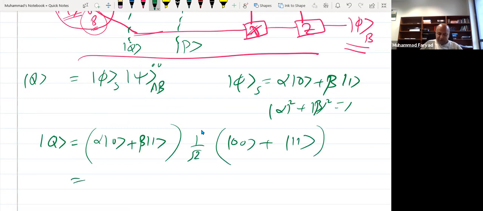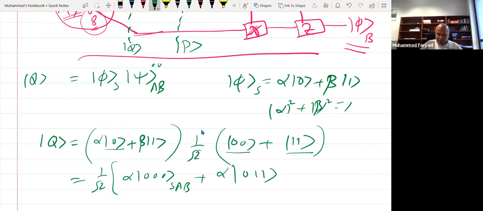Now let's prepare the product state. So I can take this 1 over square root 2 common. So this alpha 0 is tensored with both of these states. When this 0 is tensored with this, I get alpha 0, 0, 0, where the leftmost is the S qubit, then A qubit, and then B qubit. And then alpha 0, 1, 1. I'm not writing SAB again and again. Plus beta 1, 0, 0 plus beta 1, 1, 1.